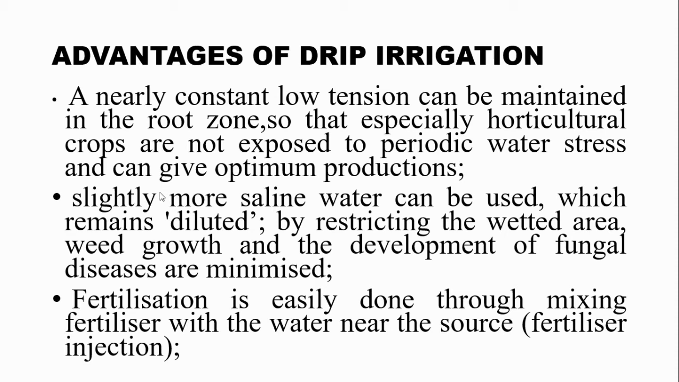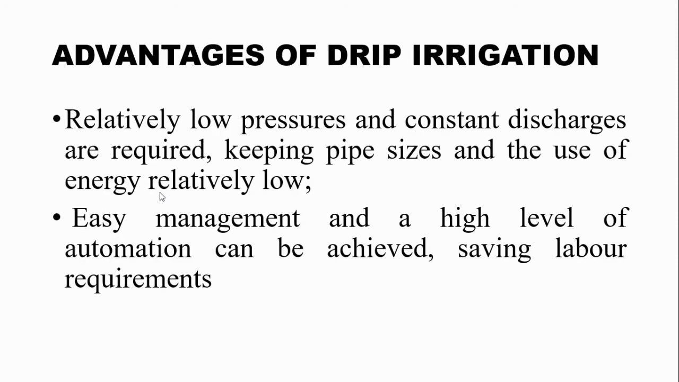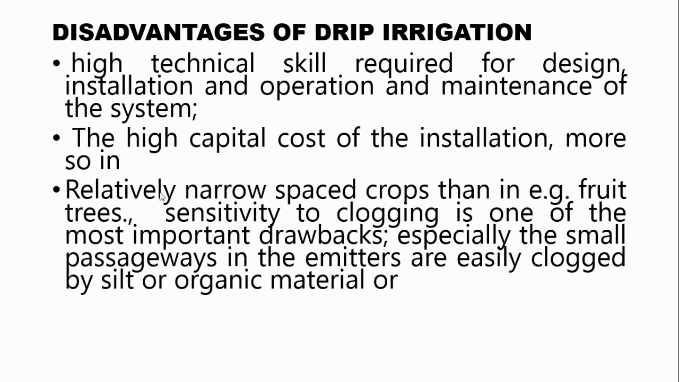And then also, when you're using this drip irrigation system, you can use slightly more saline water, which can remain diluted by restricting the wetted area. And then weed growth and the development of fungal diseases are also minimized. And then fertilization is easily done through mixing fertilizer with the water near the water source. There are also other advantages such as easy management, and a high level of automation can be achieved. Hence, you are able to save labor.